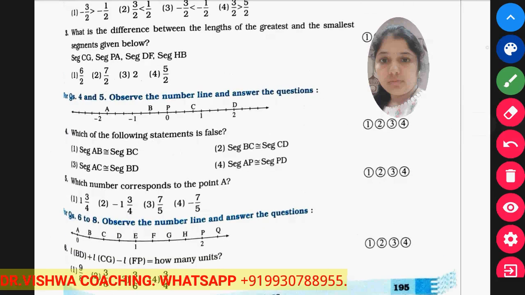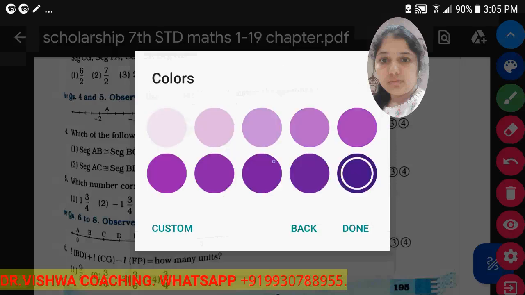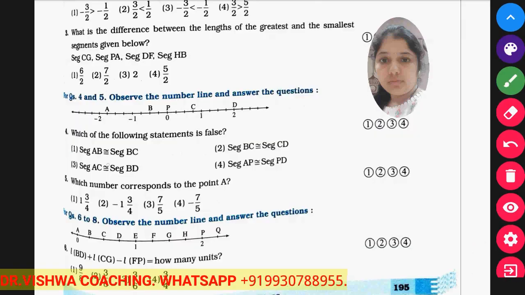Now observe the number line and give the answer to the following questions. Here, we have to find out the false statement, and the given statement is segment AB corresponds to segment BC. Now you just check: 1, 2, 3, 4, 5. 1, 2, 3, 4, 5. So this is the correct statement. We have to find a false one. Now BC and CD. BC has 5, CD has how many? 1, 2, 3, 4, 5. Again, this is also a correct statement.